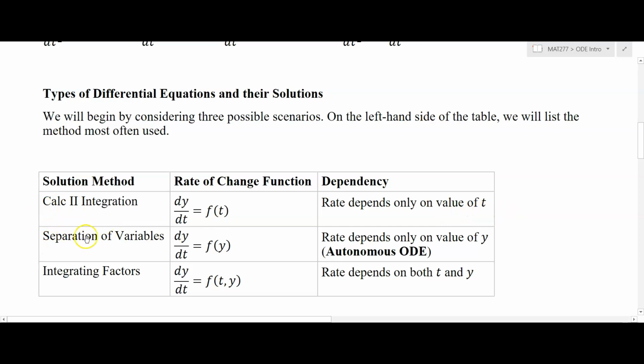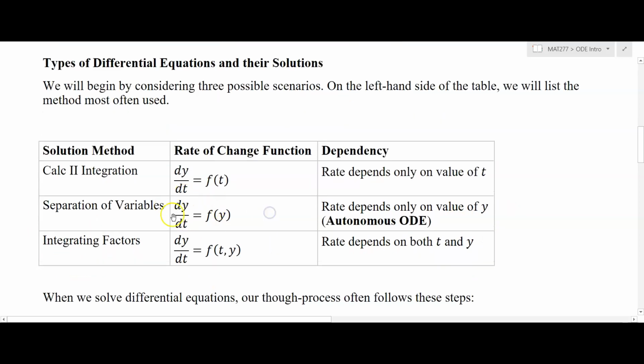Here, this method that we'll learn later, separation of variables, applies to situations where the rate at which something is changing is a function of the dependent variable. So the rate depends only on the value of y. This is called an autonomous ODE. Like if you think about automatic, something that is capable of running itself, autonomous cars that drive themselves. So in this case, you see that the rate of the dependent variable depends on the value of the dependent variable. Well, where would you see that?